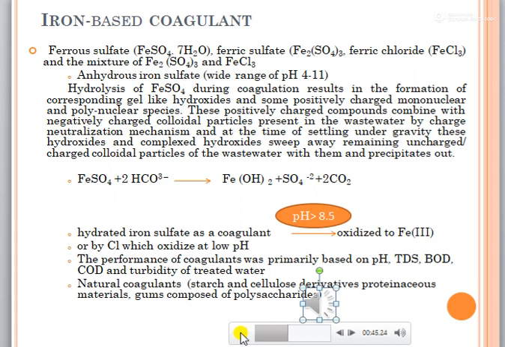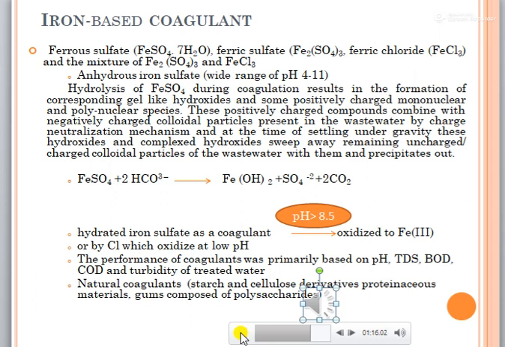and at the time of settling under gravity, these hydroxide and complex hydroxide sweep away remaining uncharged and charged colloidal particles of the wastewater with them and precipitate out. Hydrated iron sulfate works as a coagulant, but it works over a pH range higher than 8.5, oxidized to iron 3, or by chlorine, which acts as an oxidizing agent at low pH value.